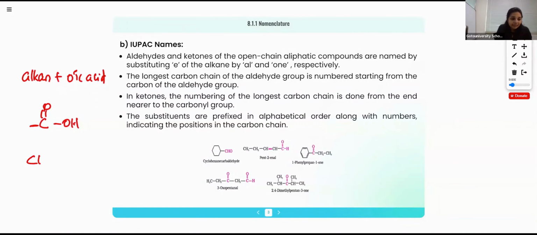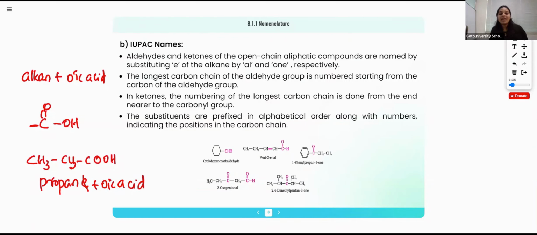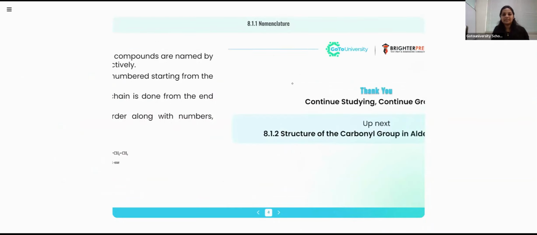So one example, CH3, CH2, COOH. How many carbon atoms are there? 1, 2, 3. So it will be propan. Normally it is propane. I am removing E and adding oic acid. So the name is propanoic acid. Okay, that is the naming of carboxylic acids.